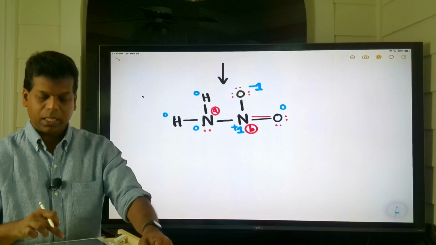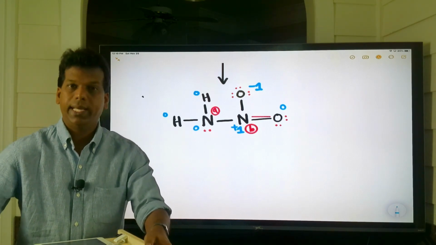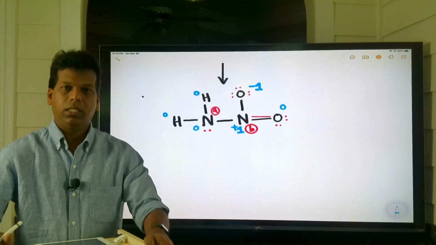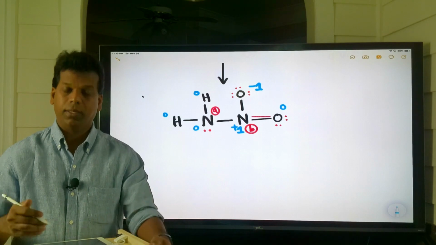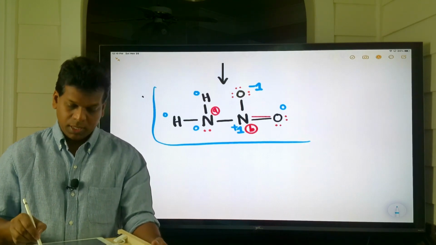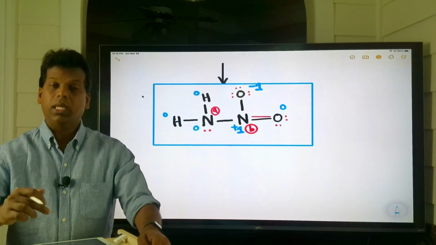We cannot make that +1 on nitrogen B to 0 because nitrogen already has 8 electrons. We can't go beyond 8 electrons. So we have to stop here. So this is the Lewis dot structure for that skeletal structure I gave you.